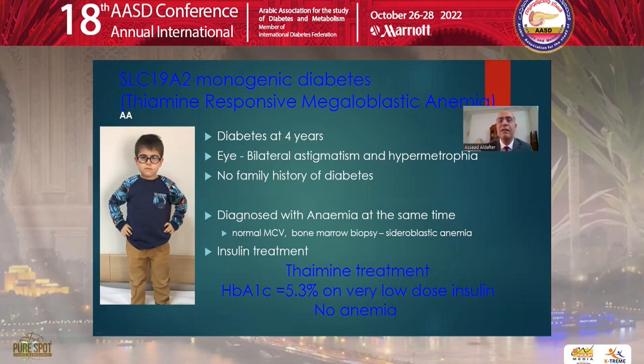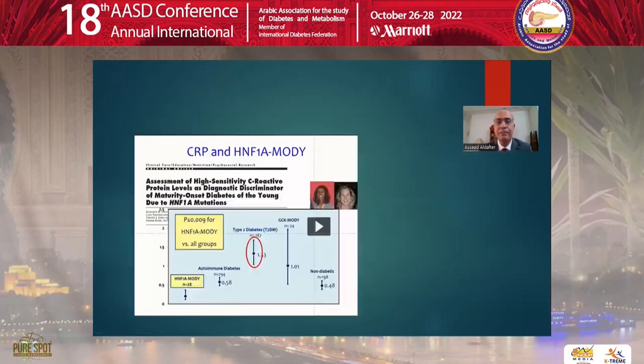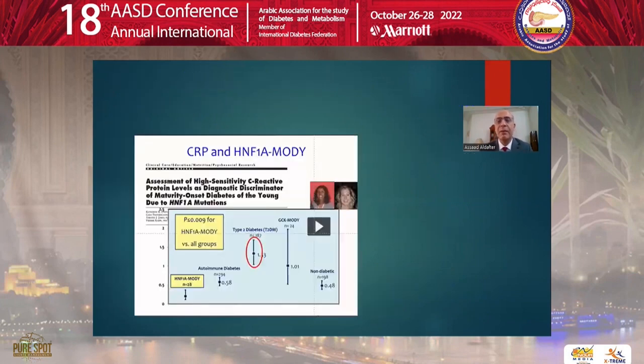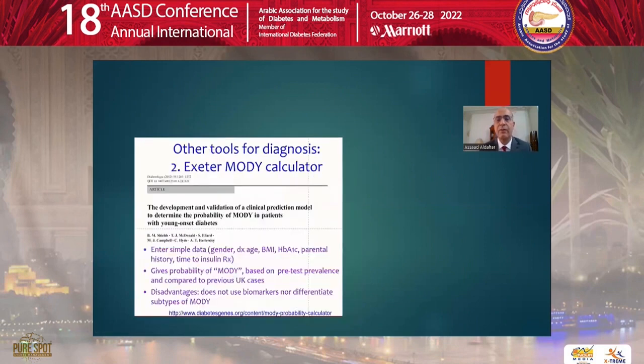How can we find these cases and pick them out from type 1 diabetes? Usually we look at the C-peptide level. Sometimes, if you need extra confirmation, you can do C-reactive protein. In this study, they saw that HNF1-alpha patients have very low CRP. So if you do CRP and find it very low, along with a high C-peptide, CRP could be a really diagnostic discriminator for maturity onset diabetes of the young due to the HNF1-alpha mutation.